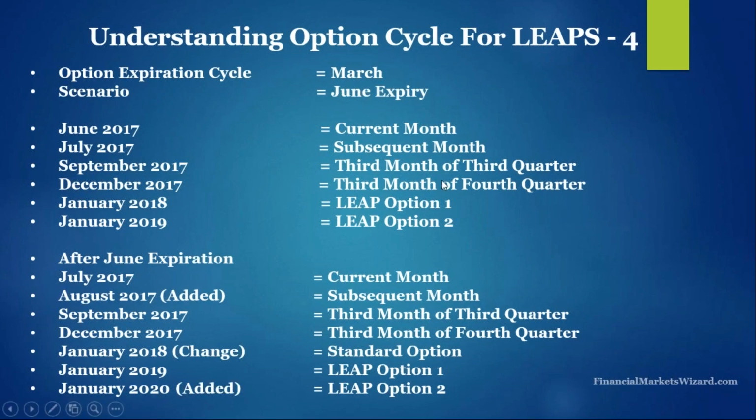Now another example. Let's say today is June and our stock is on March expiry. So we have June, July, September, and December. These are the 4 months. And January 2018 and 2019 are for LEAP. So these are the 6 months listed. June is the current month, July is the subsequent month, September is the 3rd month, December is the 3rd month, and then January and January 19th, right?